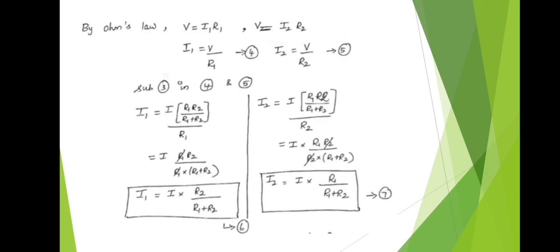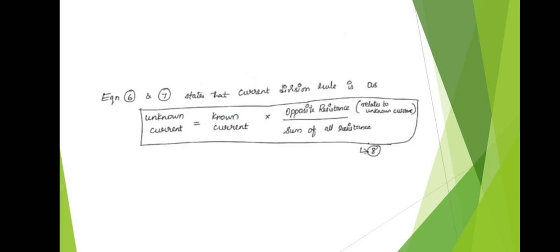Hence we can conclude that current division rule states that unknown current is equal to known current into opposite resistance relative to the unknown current, divided by the sum of all resistance present in the circuit. That is known as current division rule.